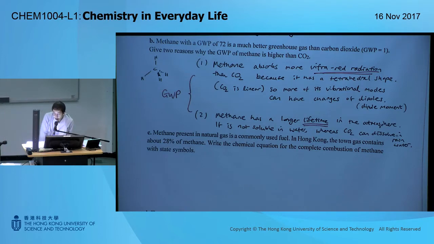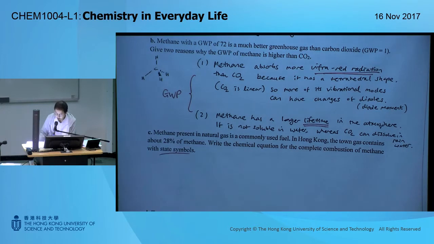Methane present in natural gas is commonly used as a fuel. And in Hong Kong, our town gas actually contains around 28% of methane. Write a chemical equation for the complete combustion of methane with state symbols. Okay, so specifically you have to put state symbols here.